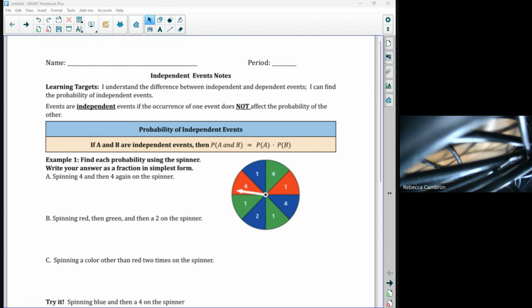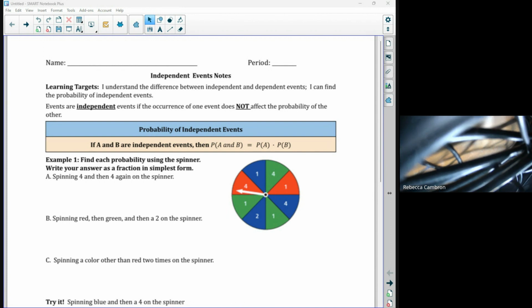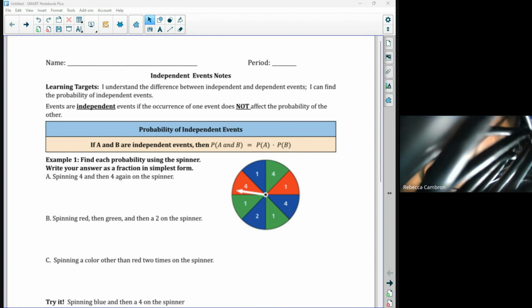So today we're going to do, I understand the difference between independent and dependent events. I can find the probability of independent events. Honestly, Monday we're going to do the dependent events, but today let's make sure you understand independent. Events are independent events if the occurrence of one does not affect the probability of the other. So the formula for a probability of independent events is if A and B are independent, then the probability of A and B equals the probability of A times the probability of B.